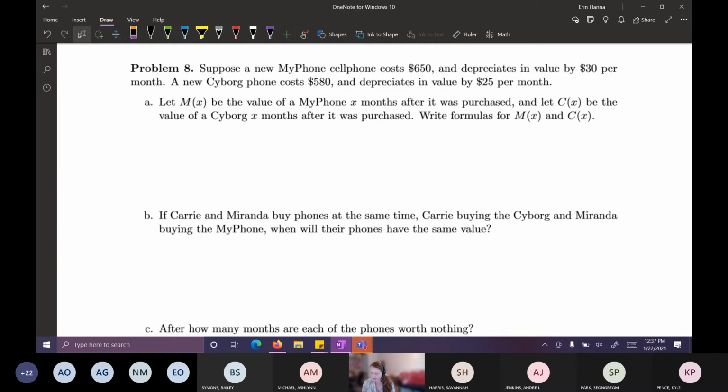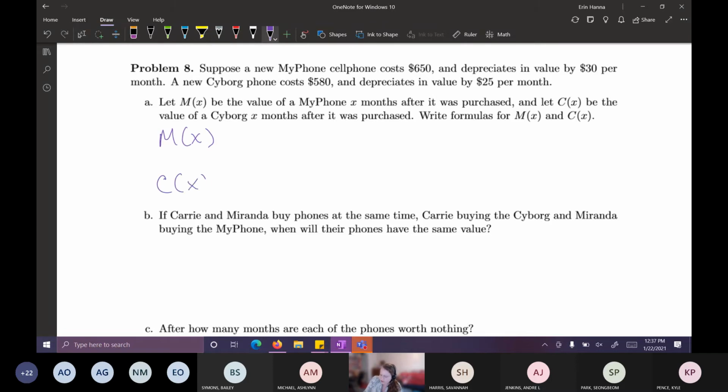So our last question in this section: suppose a new MyPhone cell phone costs $650 and depreciates in value by $30 per month. A new Cyborg costs $580 and depreciates by $25 per month. Let m of x be the value of the MyPhone x months after it was purchased, and c of x be the value of the Cyborg. Write formulas for m of x and c of x.